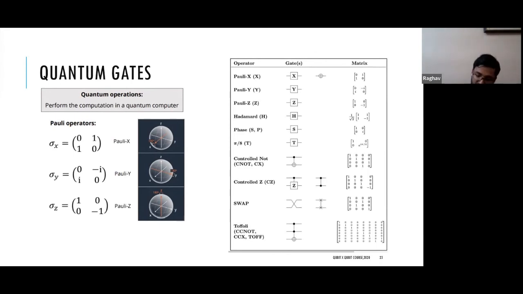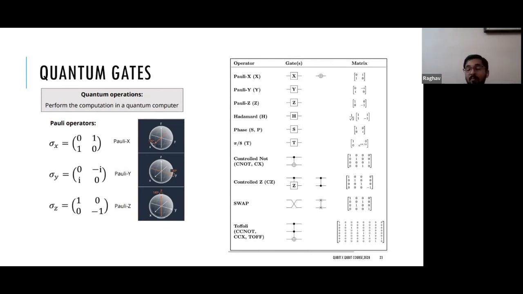We use gates in our classical computations, like NAND gate, NOR gate, NOT gate, and any other gates. Like that, we use quantum gates to do certain operations, like this Pauli X gate. You can see here the Pauli X gate. It is basically a gate which flips the bits, like a NOT gate.